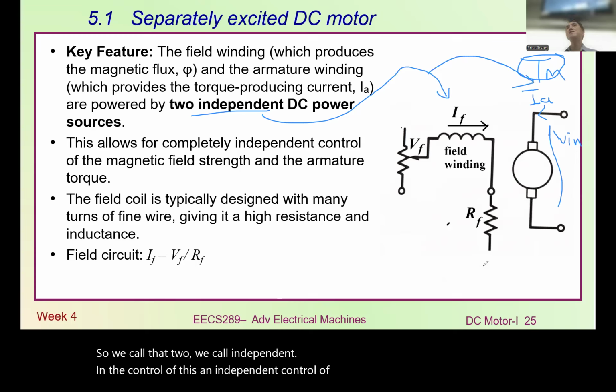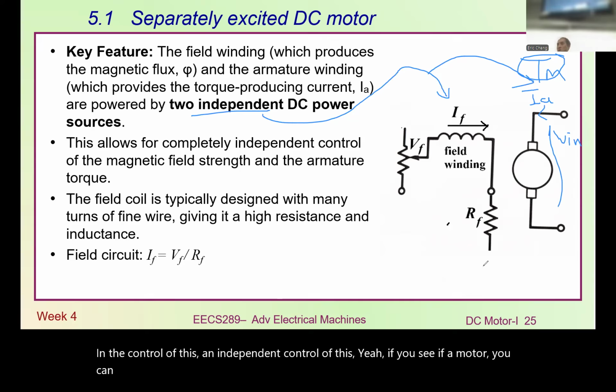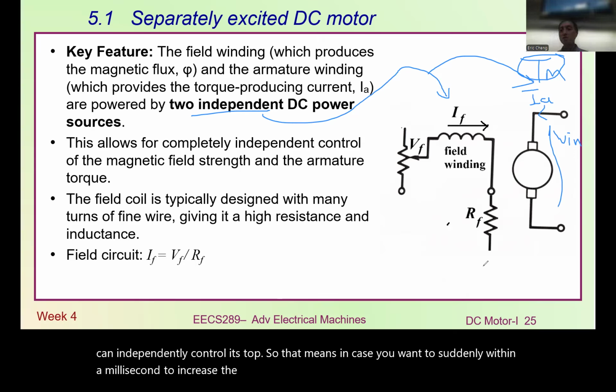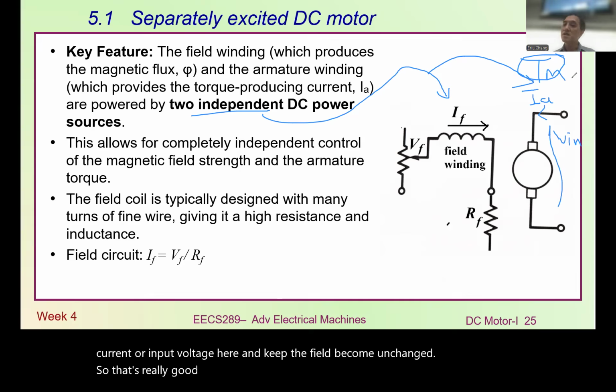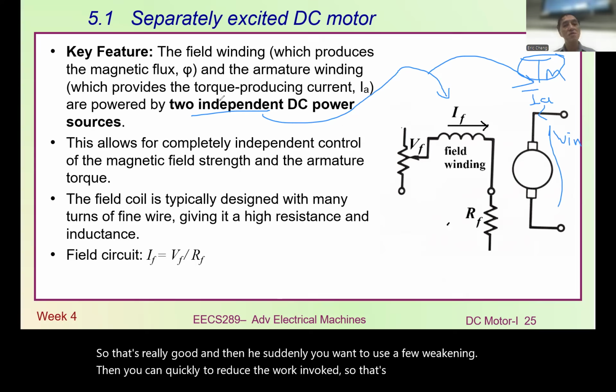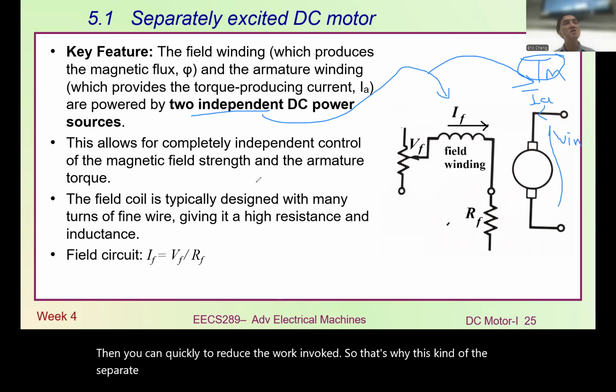If a motor, you can independently control its torque, that means in case you want to suddenly, within a millisecond, increase the torque rapidly, then you can just adjust the input current or input voltage here and keep the field unchanged. So that's really good. And then if suddenly you want to use the field weakening, then you can quickly reduce the input voltage. So that's why this kind of separate control is one of the best methods for DC motor. Control capability is really good.